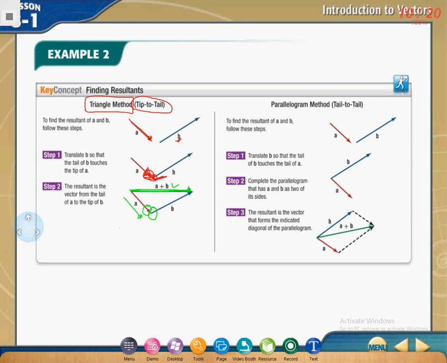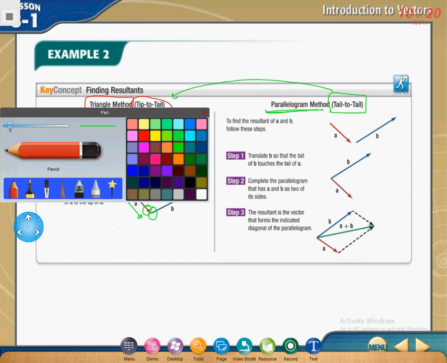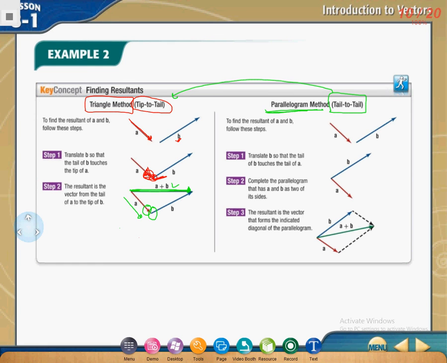Now, the second method is the parallelogram method. And here, it is tail to tail. Do you see the difference between them? One is tip to tail, the second is tail to tail. What color can we use? Let's take this one. What does this mean? It means I will translate this vector, drag it and put it here. Same direction, don't change the angle. The angle is so important. Now I have two. Can you see this? I'll erase this one.